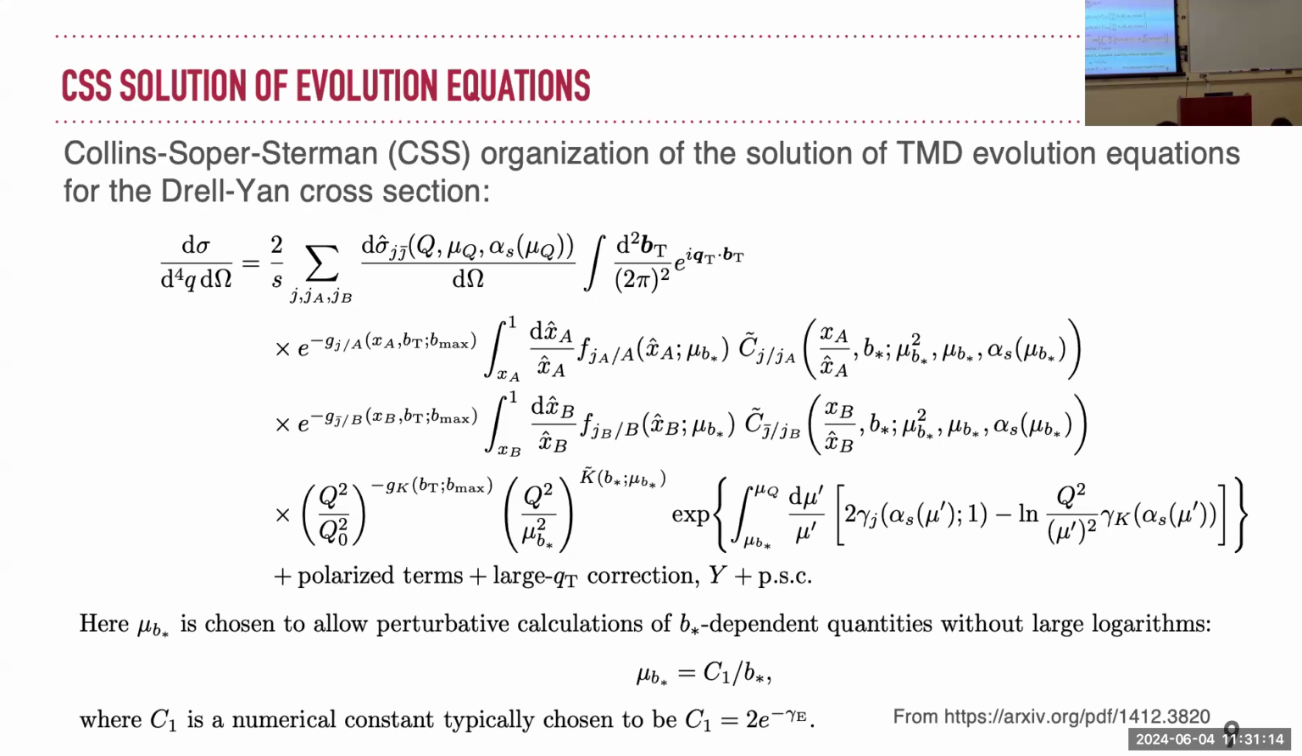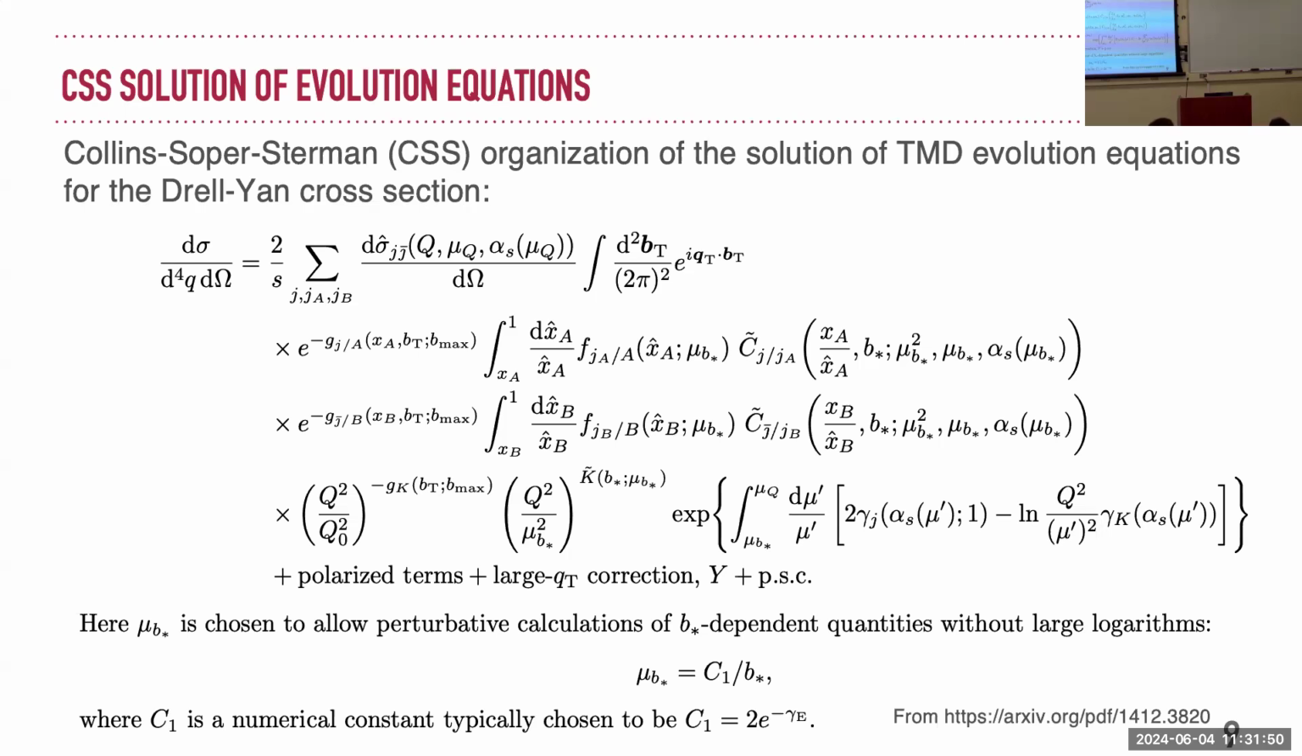Why it's done, I think it's beautiful. Well, the shape of this function is irrelevant, but they give it a shape: B star is BT over the square root of 1 plus BT squared over B max squared. It's just some way of introducing a function that saturates here, so there can be other ways, of course. It has nice properties.